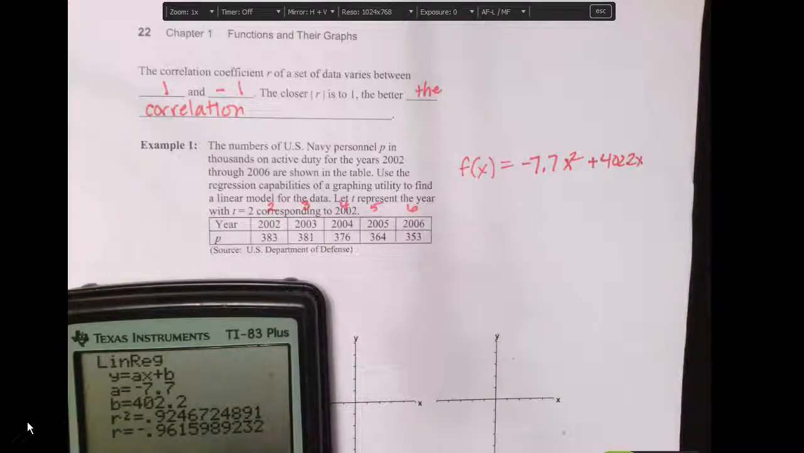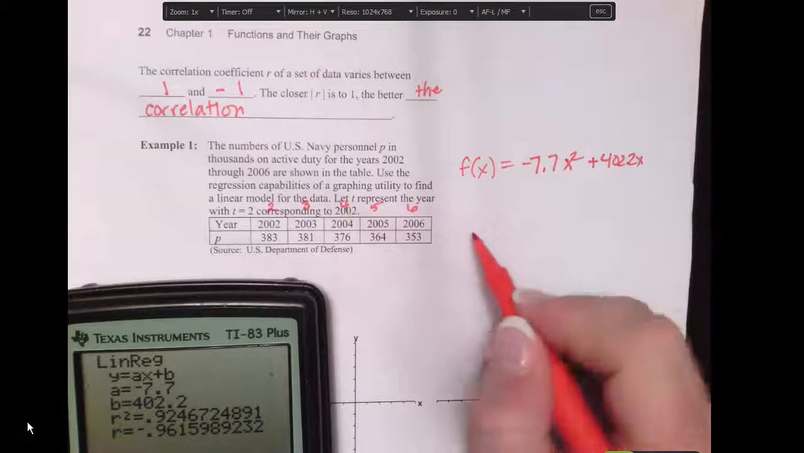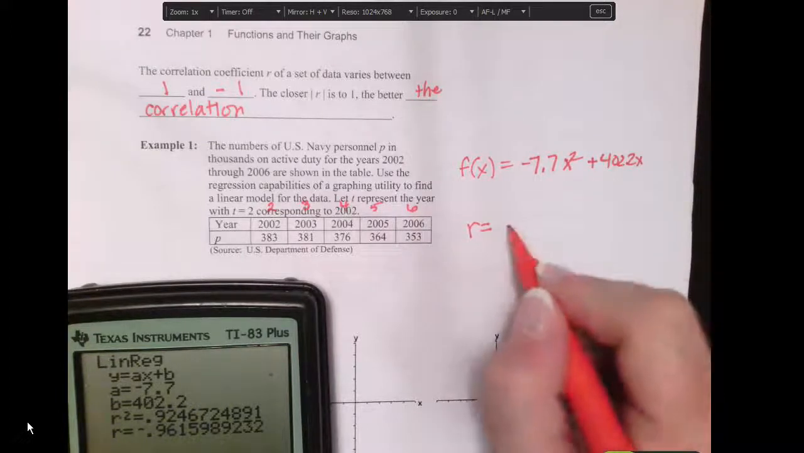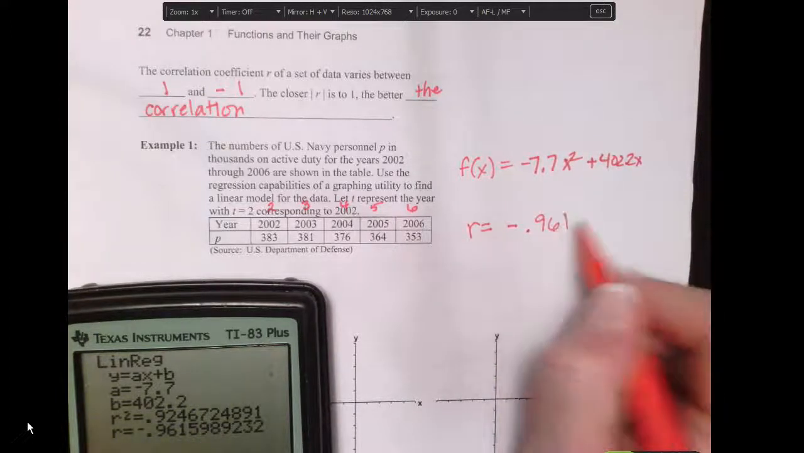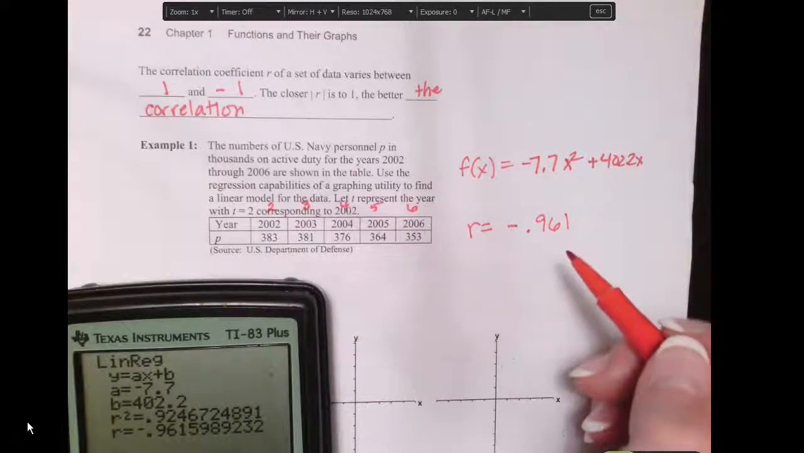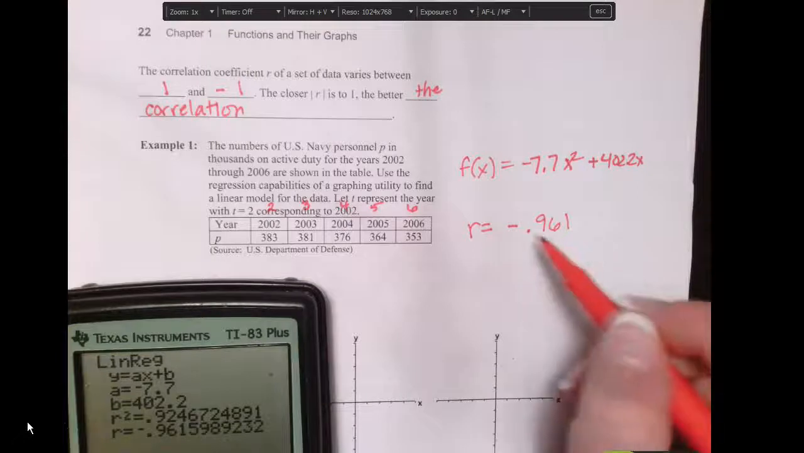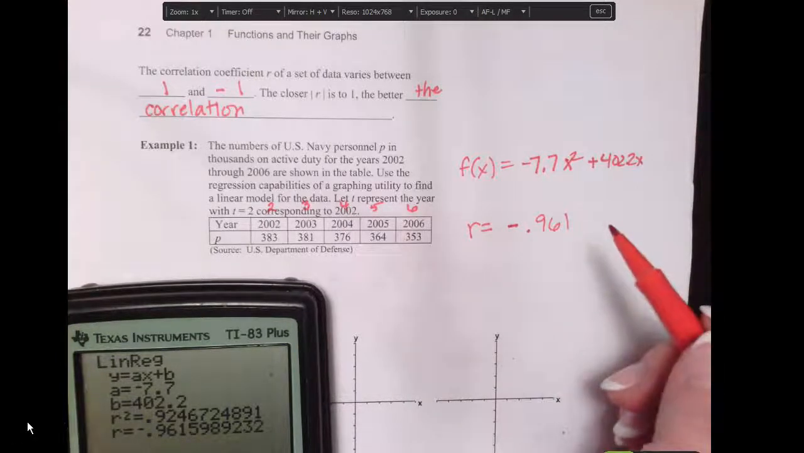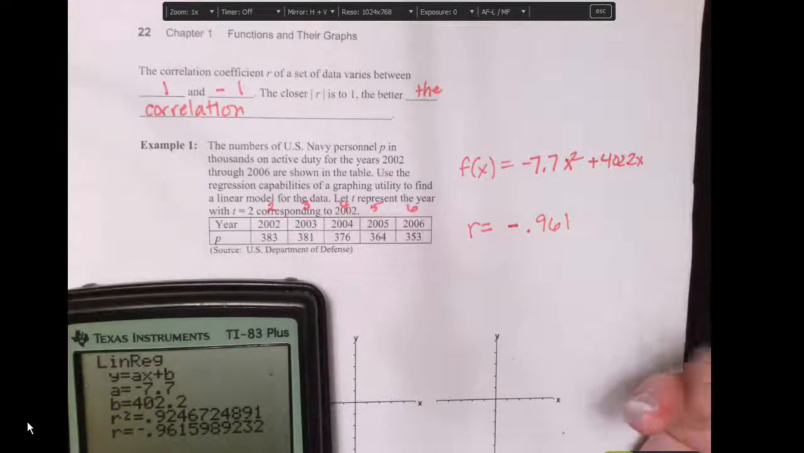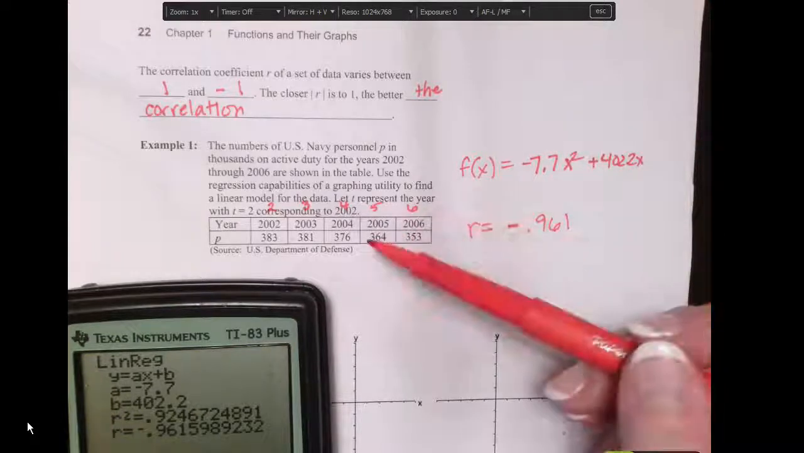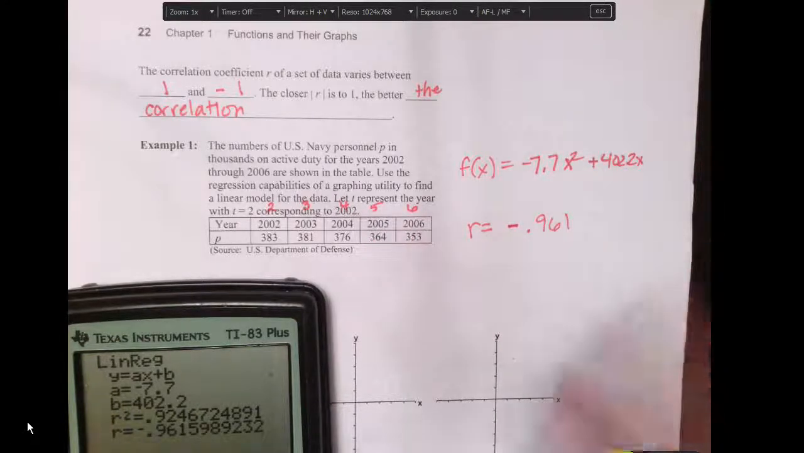And then you're given an r value and an r squared value. So r is the one I really care about. It's negative 0.961. That's pretty close to 1, so that means you have a pretty strong correlation, except it's close to negative 1, so it's a really strong negative correlation. So while one goes up, the other one goes down.